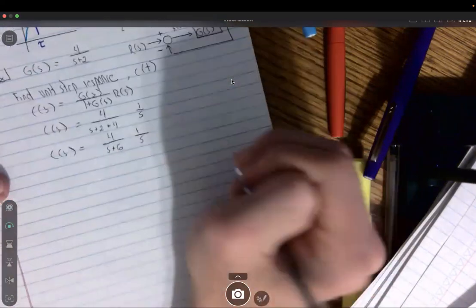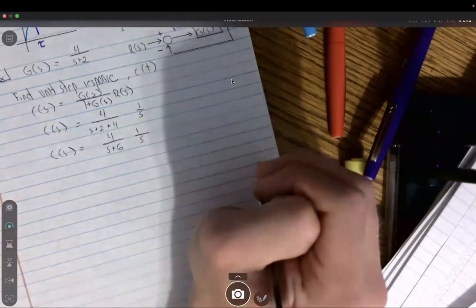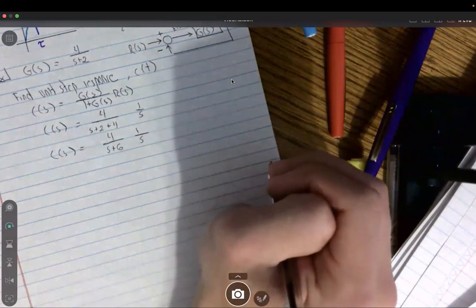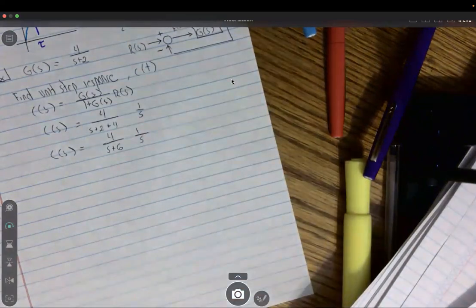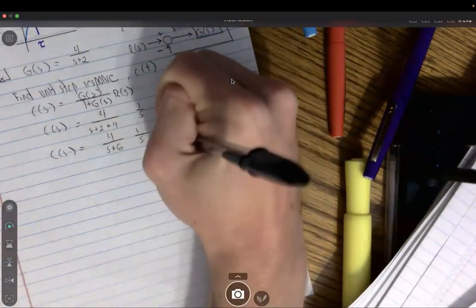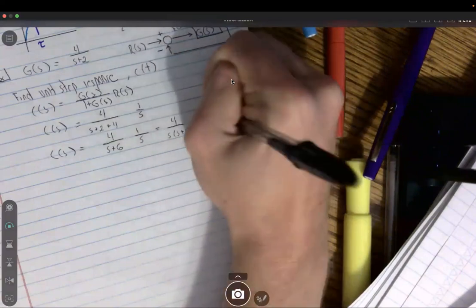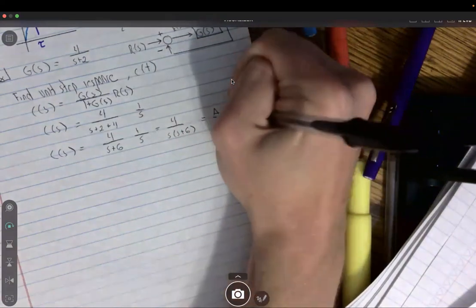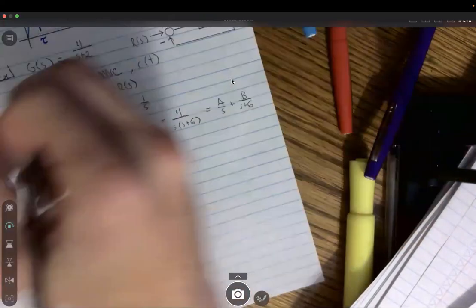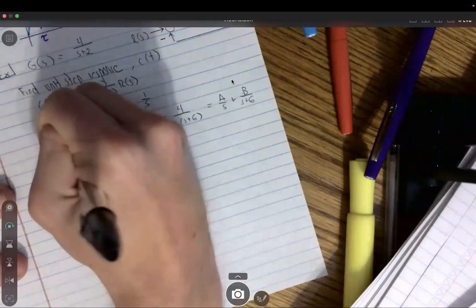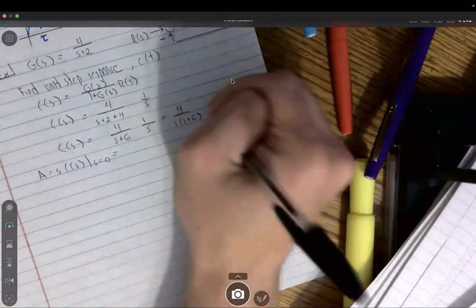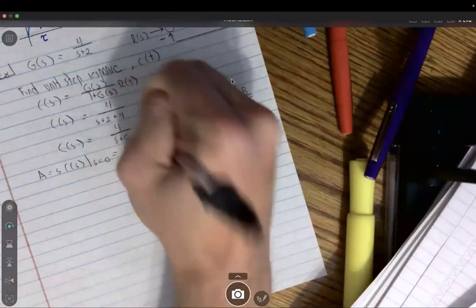Okay, cool. Now what you have to do is take the inverse, so partial fraction decomposition. That would be 4 all over S times S plus 6 equal to A over S plus B all over S plus 6. Now we have to solve for A and B. A is equal to S times C of S, evaluated at S equal to 0. Evaluating that, that'd be 4/6, which is 2/3.